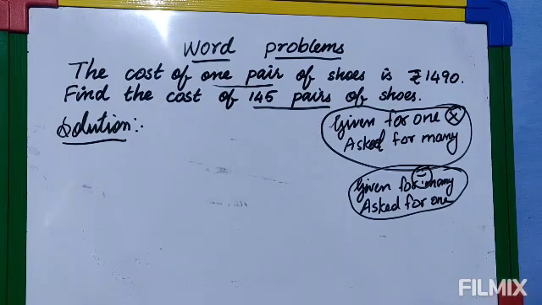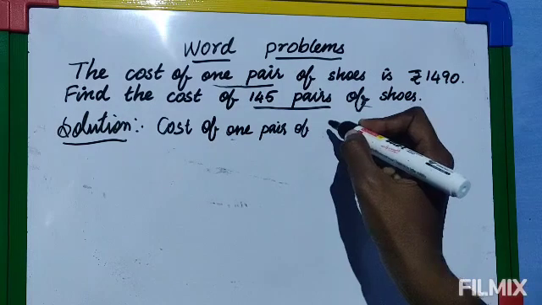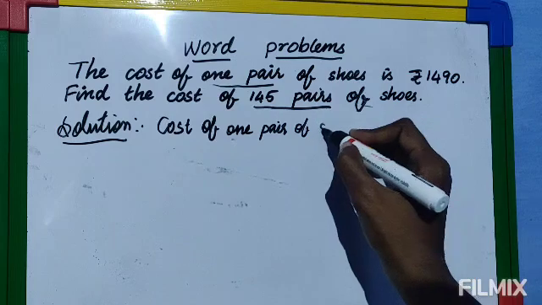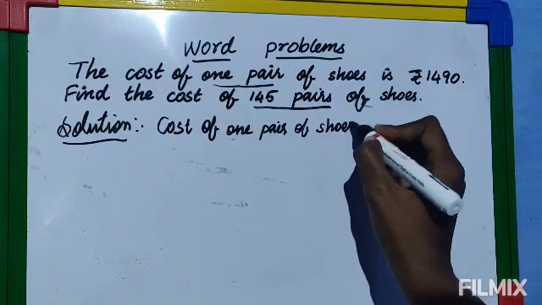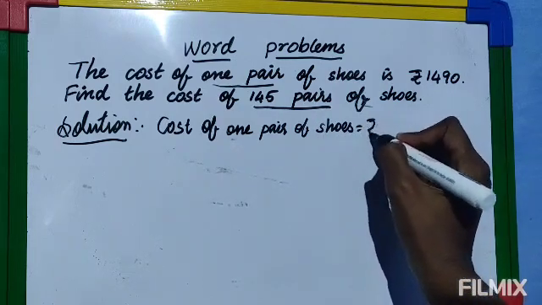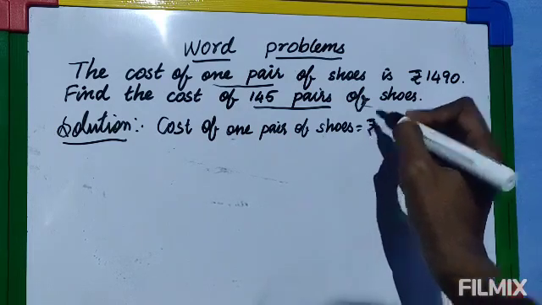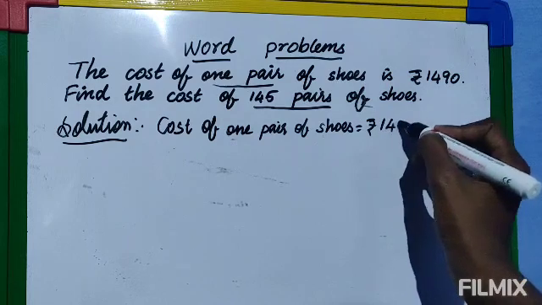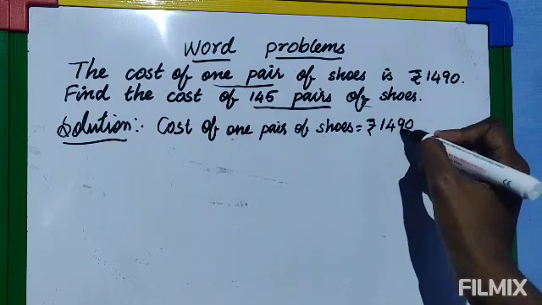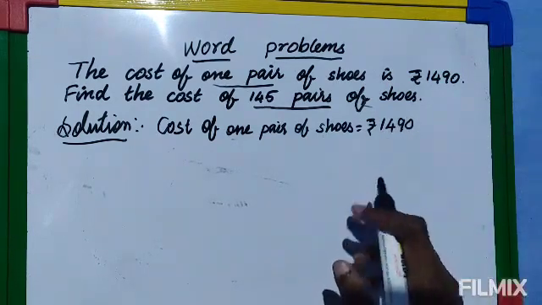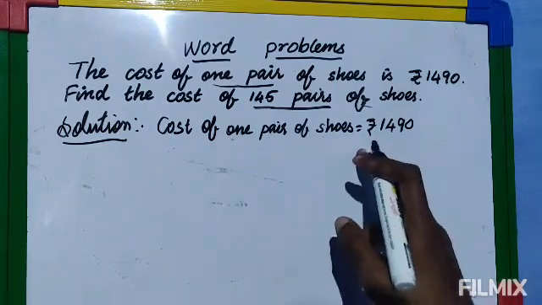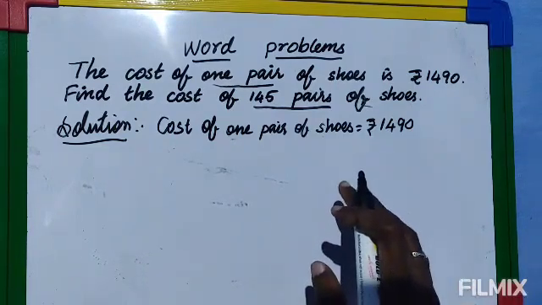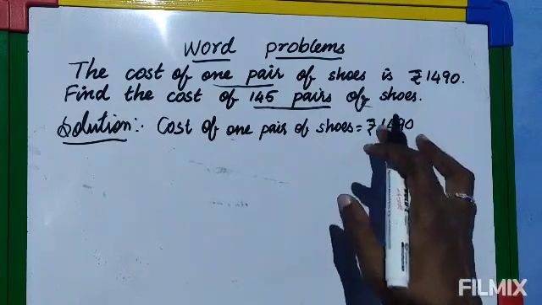So now let's write the statement. First statement: cost of one pair of shoes equal to rupees. This rupees symbol is important, you have to write it, because not all the numbers are rupees. Some will be meters, some liters, some grams. So whatever unit is given, you have to write. Here it is rupees.